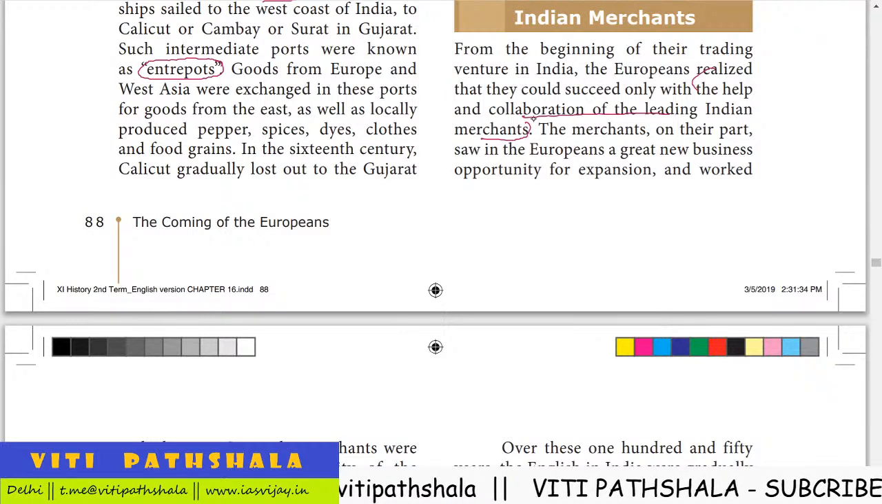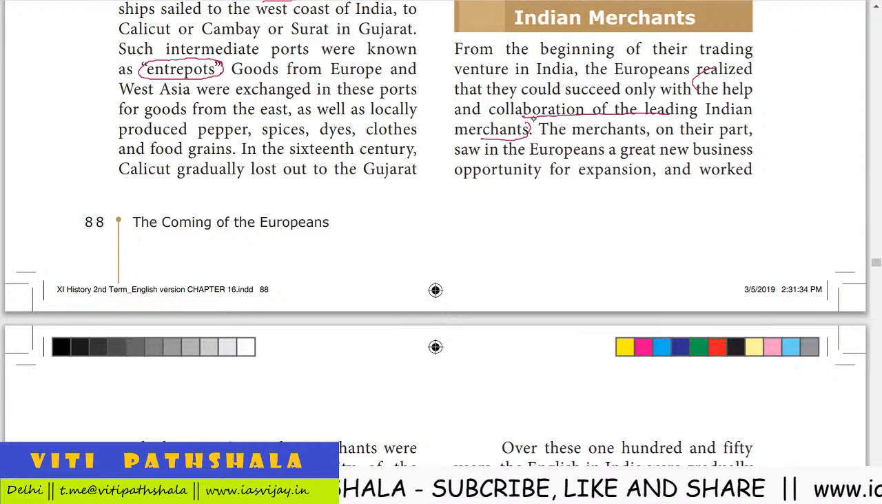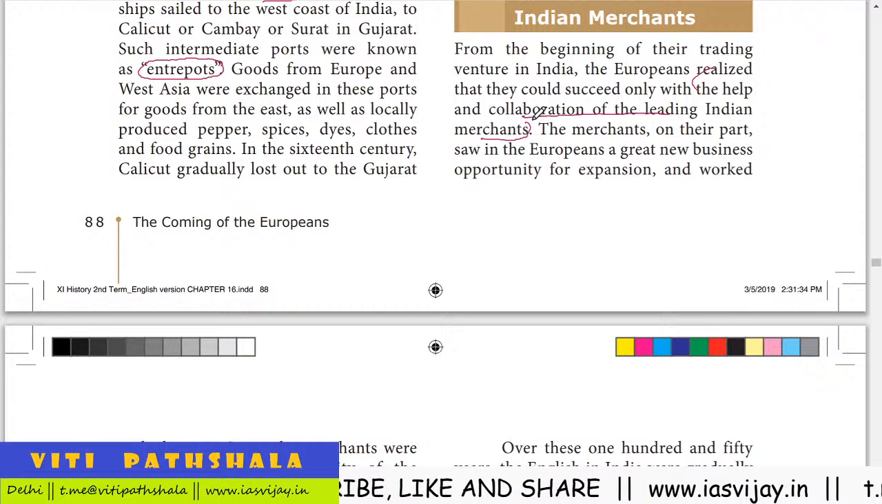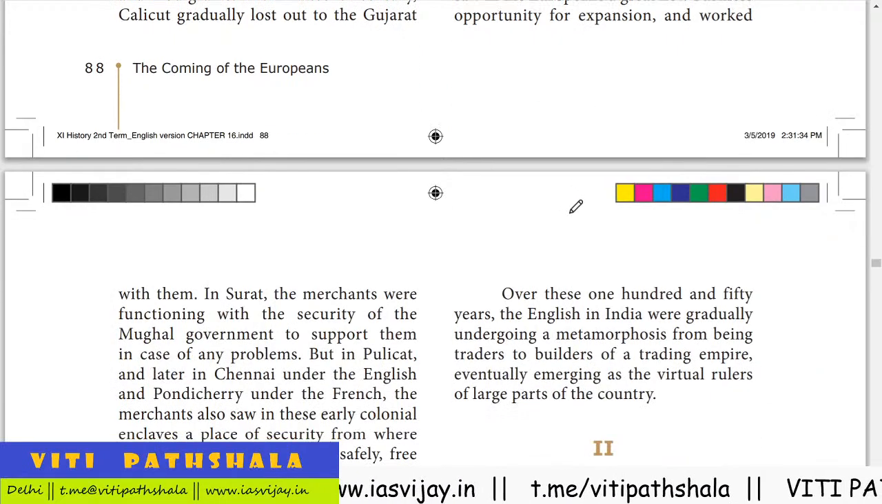We have to come together with these Indian merchants. The merchants on their part saw the Europeans as a great new business opportunity for expansion and worked with them.